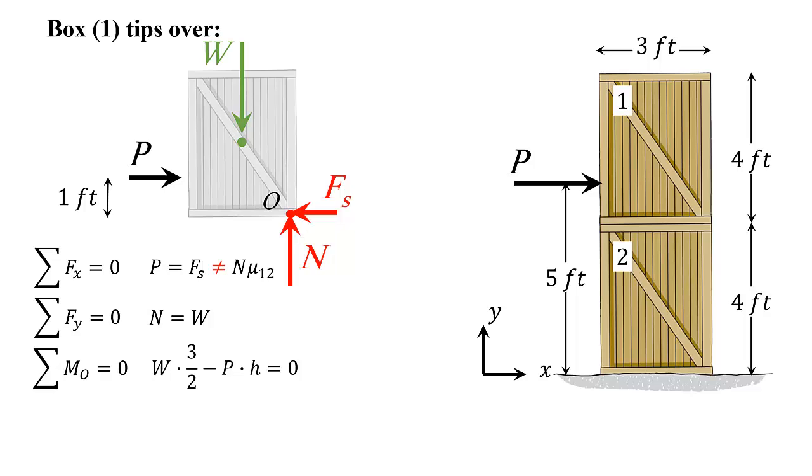So 200 multiplied by 3 over 2 minus P multiplied by 1. I solve for P. In this case, P equals 300 pounds. So P2 for the second case, which is the case where the first box tips over, is 300 pounds. Now, third case.